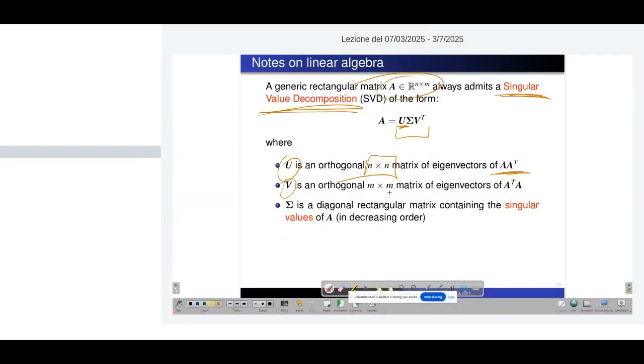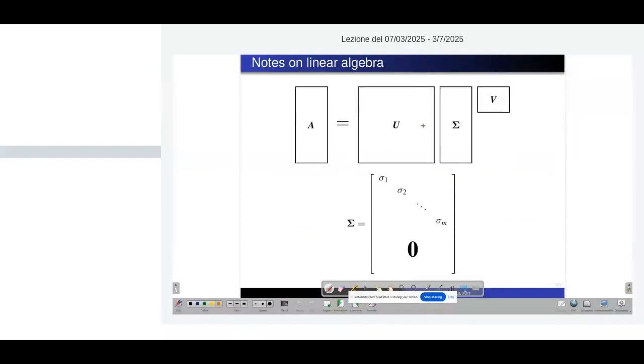V is an orthogonal matrix that contains the eigenvectors of A transpose A, and sigma is what is called a diagonal rectangular matrix. Now we will see what it means to have a matrix that is both rectangular and diagonal in a moment, that contains what are called the singular values of A. Both U and V are orthogonal, and sigma is rectangular diagonal.